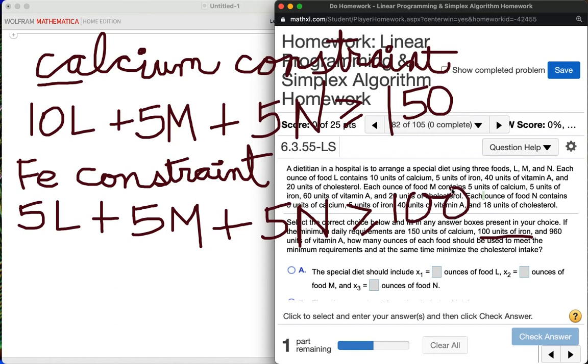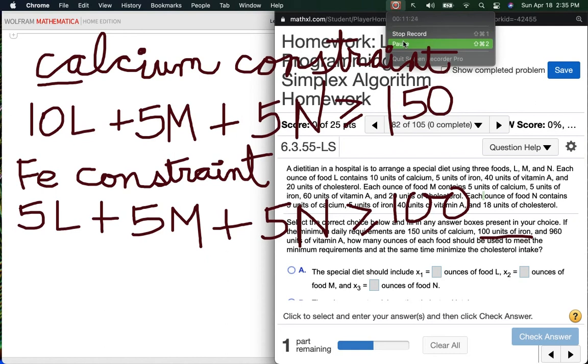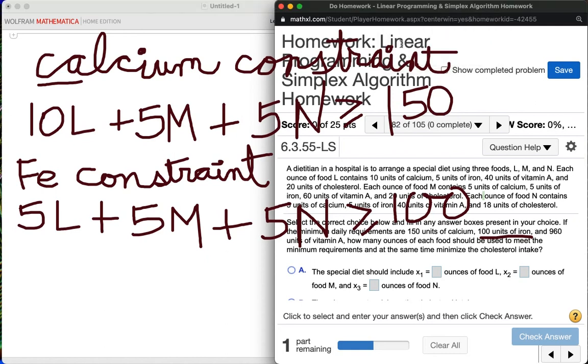Guys, this is getting very messy, so I'm going to write this down on a piece of paper. I'm going to pause the video to just copy this down because I have to erase it. Otherwise, I can't really see my screen very well. Please write down your calcium constraint and your iron constraint because I need to clear my screen, as it is getting cluttered very fast.